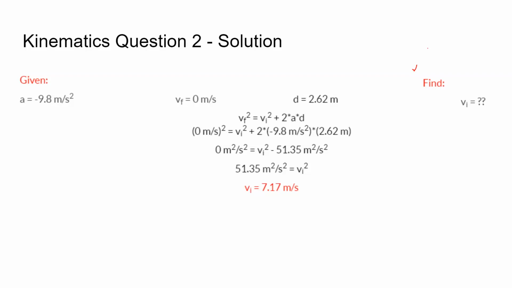And so just substituting all that given information into our equation, we can solve for the initial velocity. Once we plug that information in and calculate it, we will get an answer of 7.17 meters per second. Does anyone have any questions about this solution?